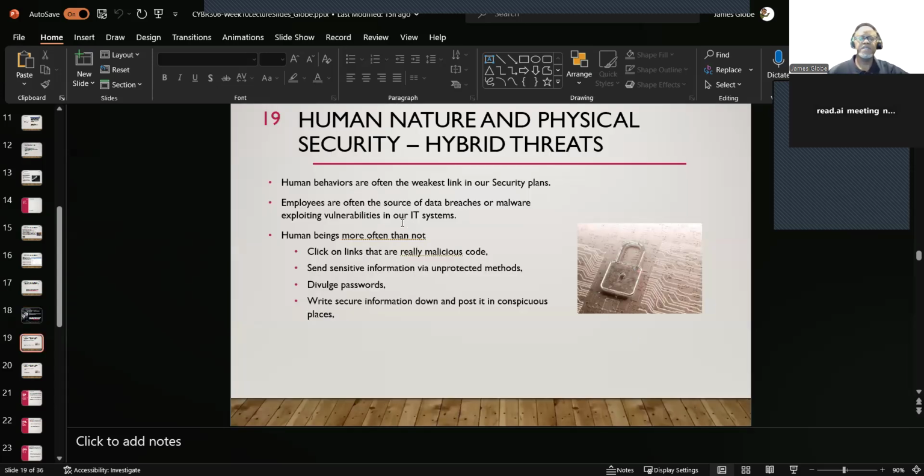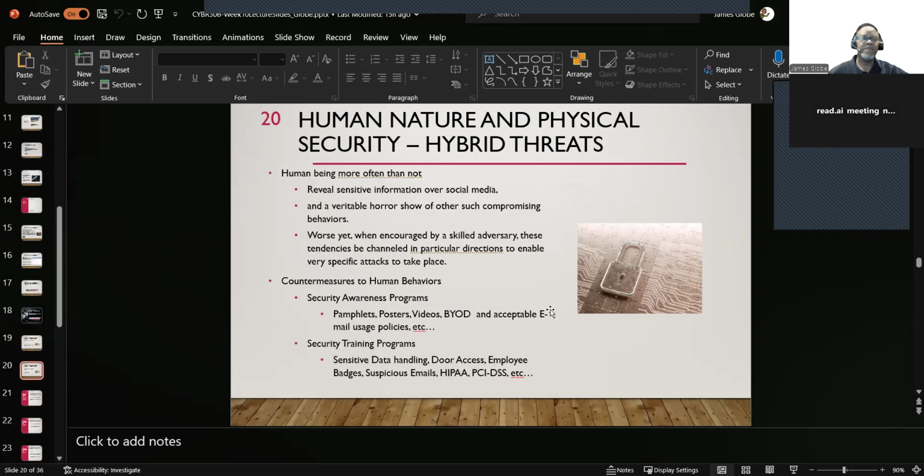So human behaviors definitely are our weakest link in our security plans. You can't control everything somebody does. Employees are often a source of data breaches. Human beings more often than not click on those links, even though we do have good security awareness training and training is improving. They send sensitive information via unprotected methods, whether it's on a social media account, LinkedIn account, or through email that's unprotected, divulge passwords, or still write them down, write secure information down. All those things are still happening and will happen.